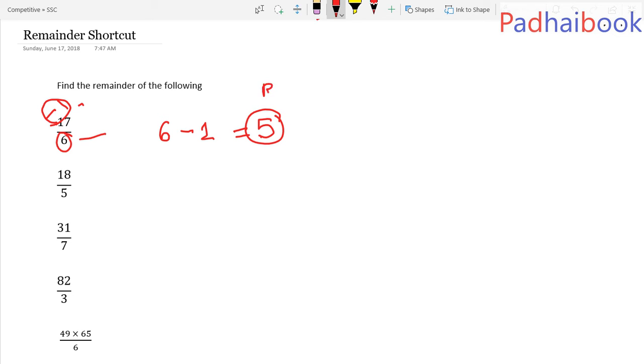It's not the answer of the division, it's the remainder. You're not getting a quotient or something like that. It is the remainder that we get.